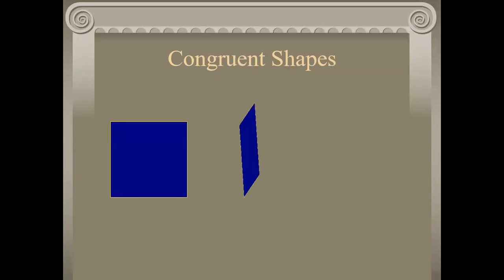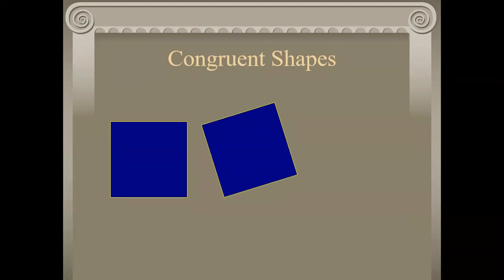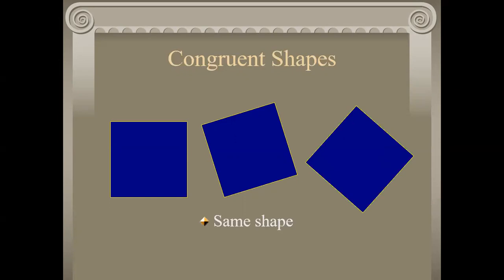Congruent shapes. A square and another square having the same size and the same shape, so they are congruent. So they are the same shape and same size. That's why they are congruent.